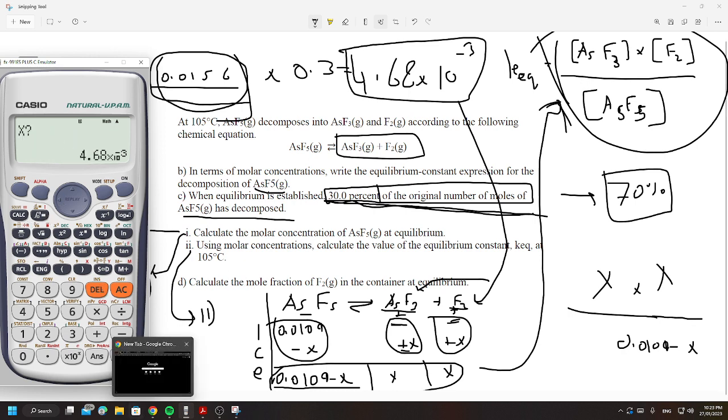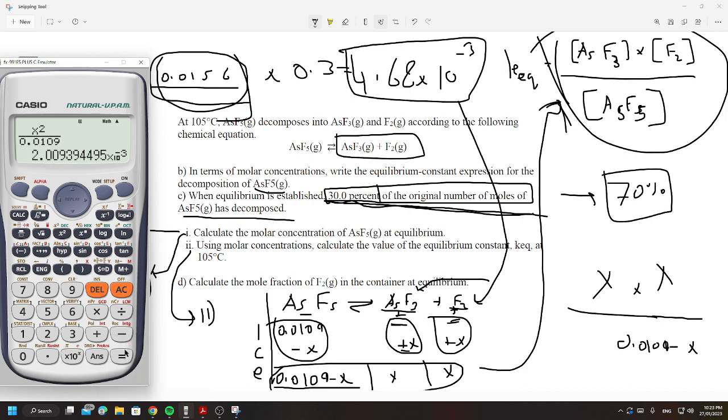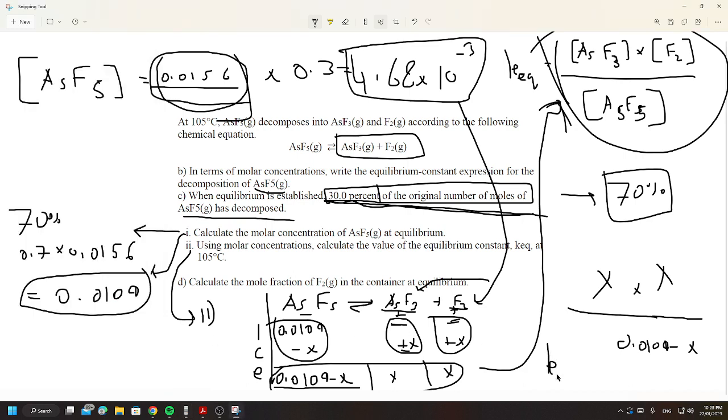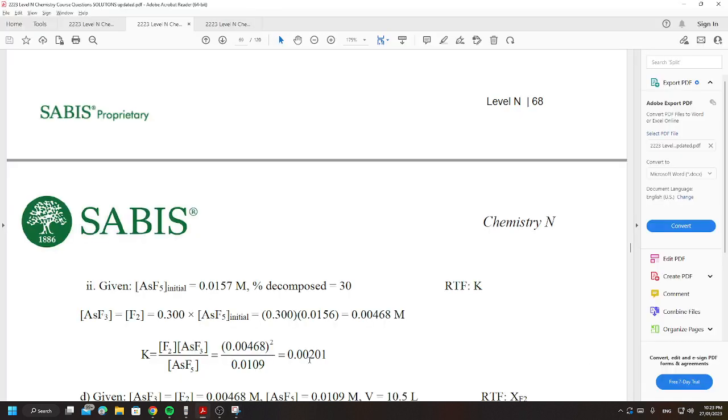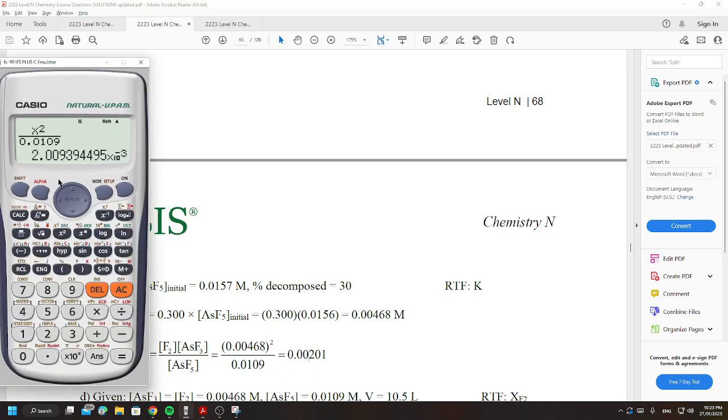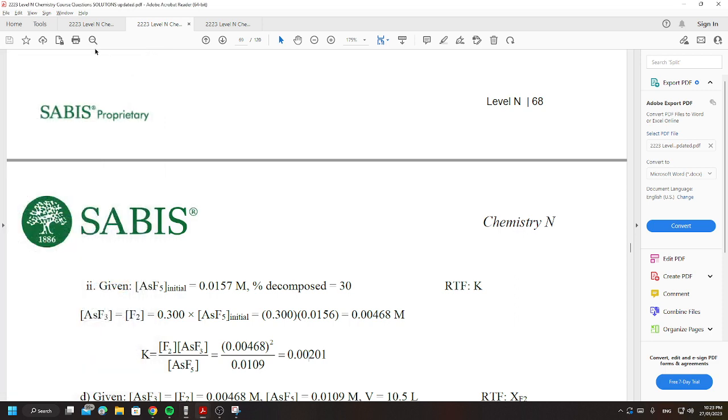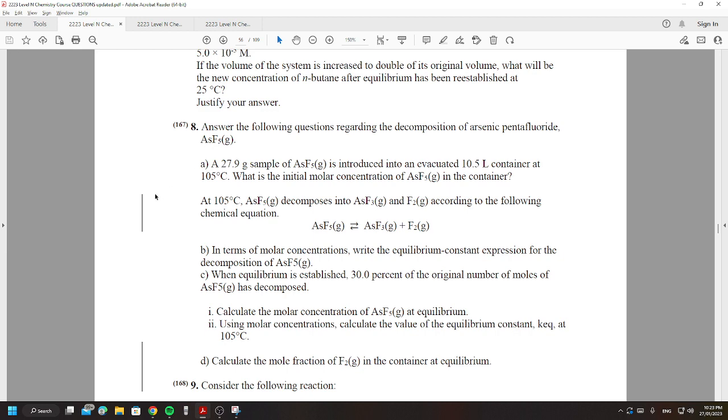So we press equal, and our K equilibrium is equal to 2 times 10 power negative 3. Or if you round it, 0.00201. Okay.